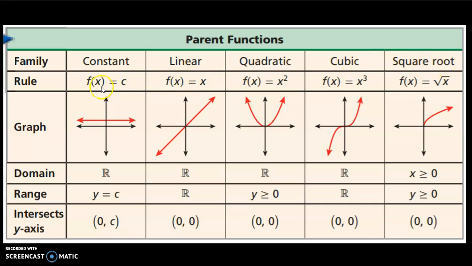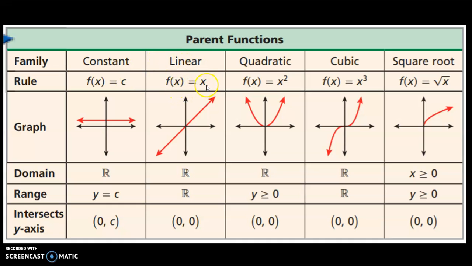This is what the parent functions actually look like. For constant, you would have f of x equals a number. The graph would be a horizontal line. It has the domain of all real numbers. Range is y equals whatever that number was up here. And it intersects the y-axis at 0, that number, from the constant function rule.